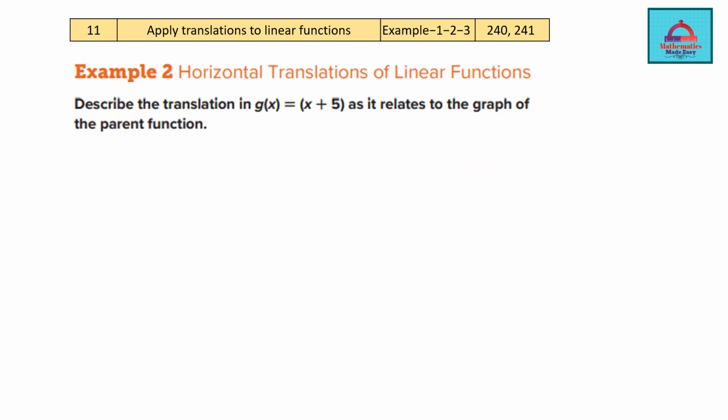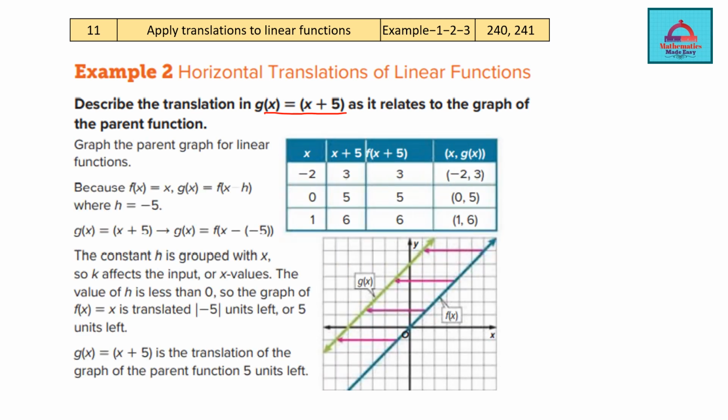So describe the translation of g(x) = x + 5 as it relates to the graph of the parent function. So here also we can draw the table of values. We can take some negative, 0 and positive value. So x + 5 would be minus 2 plus 5, which is 3, 0 plus 5, which is 5, 1 plus 5, which is 6. So similarly, f(x) would be the same values, -2, 0, 1, because the parent function is f(x) = x, the identity function. Then (x, g(x)) would be (-2, 3), (0, 5), and (1, 6). So these are the three new points.